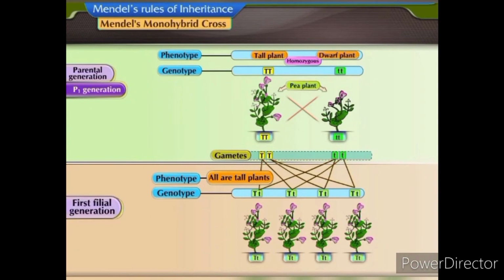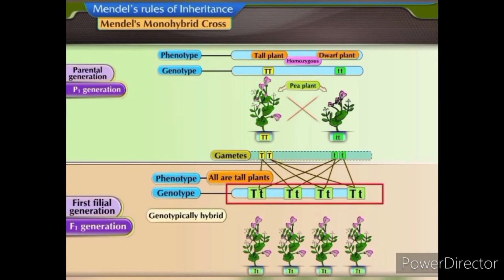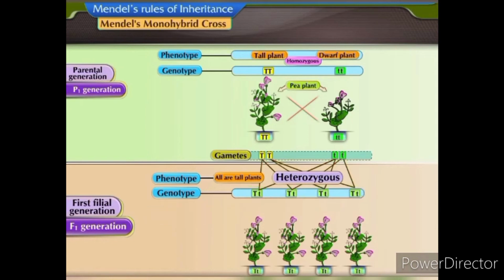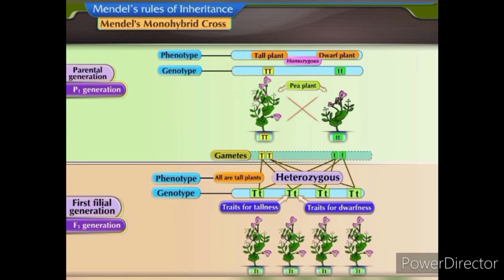The first filial generation, that is F1 generation, has genetic constitution capital T small t. It is a genotypically hybrid and heterozygous plant having two different alleles. Phenotypically, it is tall because the allele or the gene for tallness, that is capital T, is dominant, which masks the effect of its corresponding recessive gene. It is possible to find out whether F1 generation has traits for both tallness and dwarfness by conducting a cross among these individual plants.